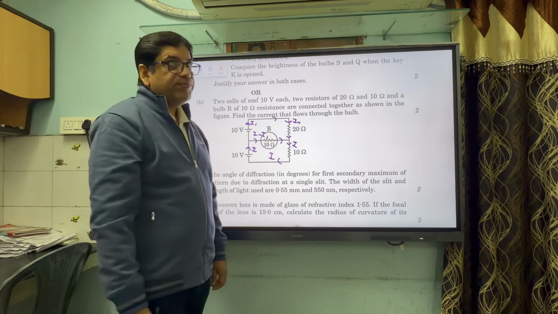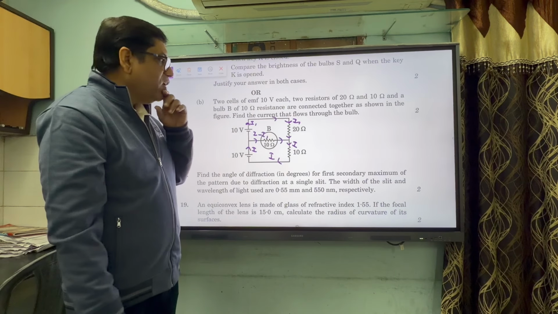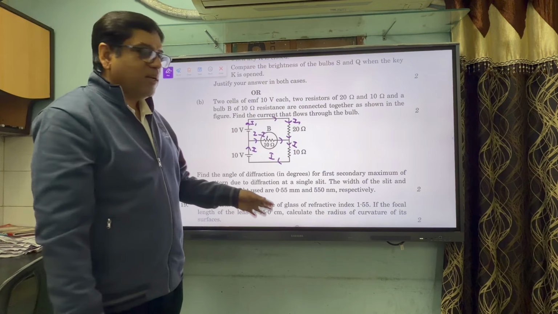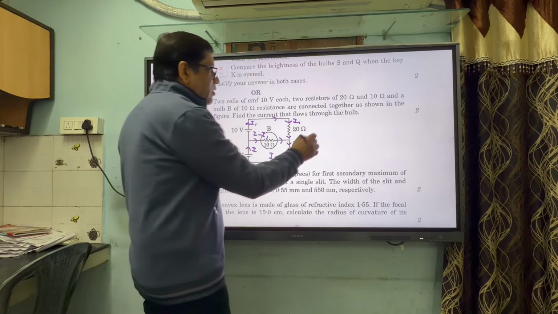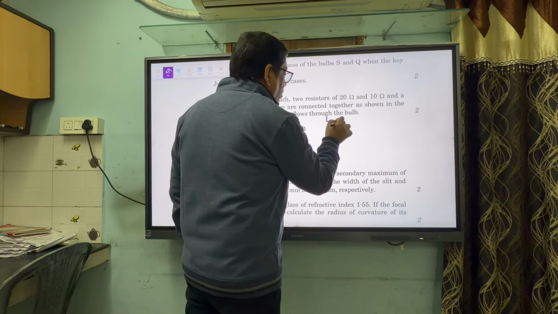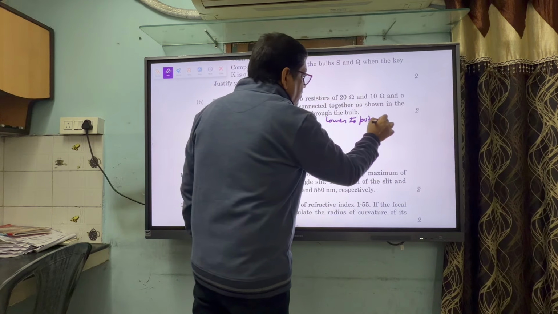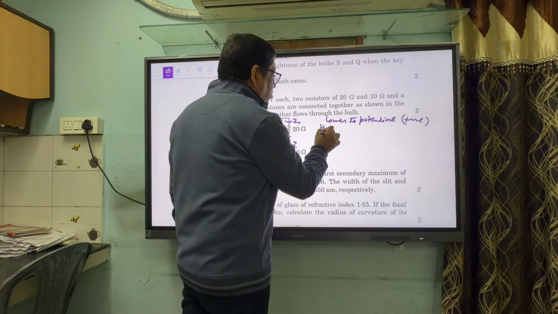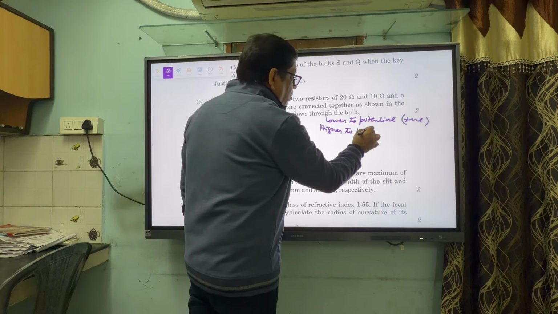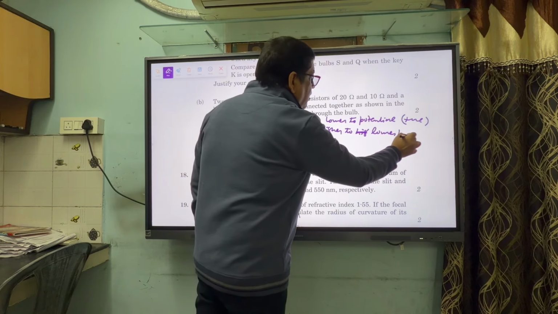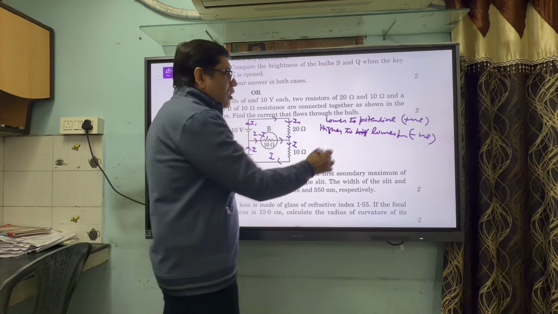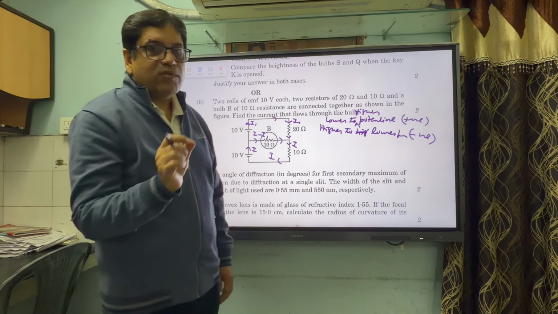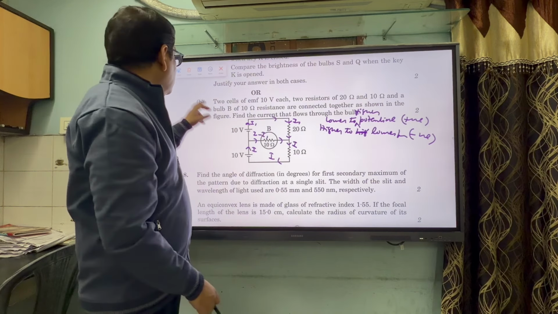Now we have to apply Kirchhoff's law. There are different conventions used in different books, so first of all, for applying Kirchhoff's law, you write your convention. Suppose we have taken the convention that if we are moving from lower to higher potential, we take it positive, and if we are moving from higher to lower potential, we take it negative. Whatever convention you are using, you should write it first.